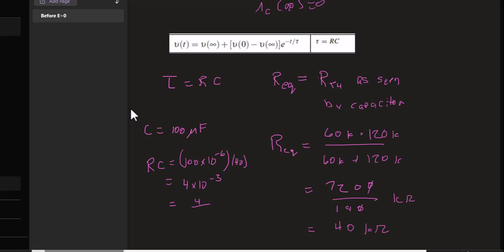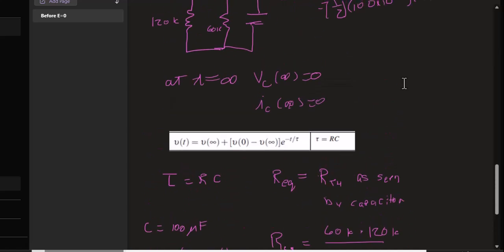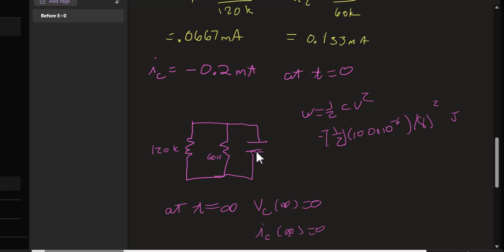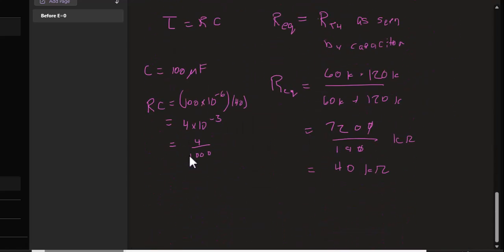Or 4 over 1,000. So RC is like the total resistance in the whole circuit, and then the total capacitance in the whole circuit. Let's say it's the capacitor that you're looking at, because you could have a circuit with more than one capacitor. So we're dealing with this capacitor, so it's its capacitance, and then all the resistors that it sees.